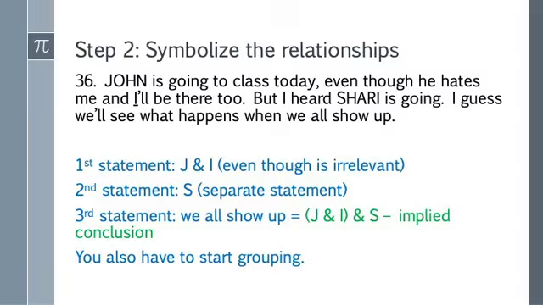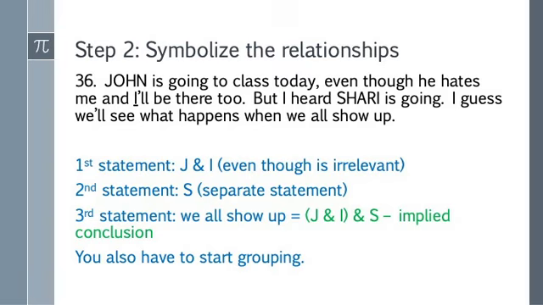Step 2, symbolize the relationships. Now go through each statement and see how these capital letters, these ideas, are related. First statement, John is going to class today even though he hates me. So even though he hates me, it's an idea, but it's not really relevant to the argument. And you can tell that because it's not capitalized or referenced in any way. The I is referenced, so I'll be there too. So there's basically two statements being made here, that John is going to class and I'm going to class. So using the codes we used in the last step, we use J and I. So we know this is a conjunction, and the even though part is irrelevant.